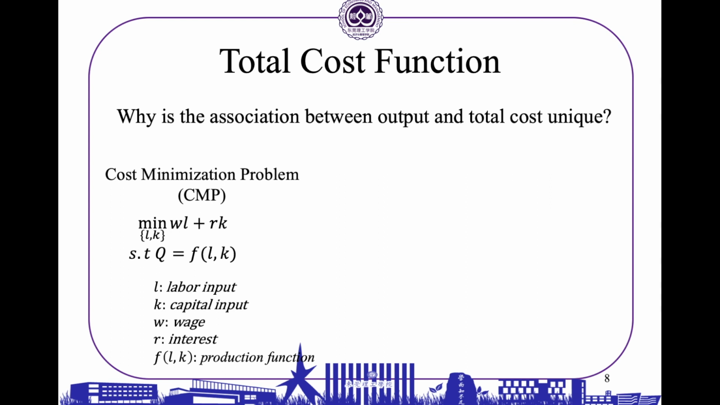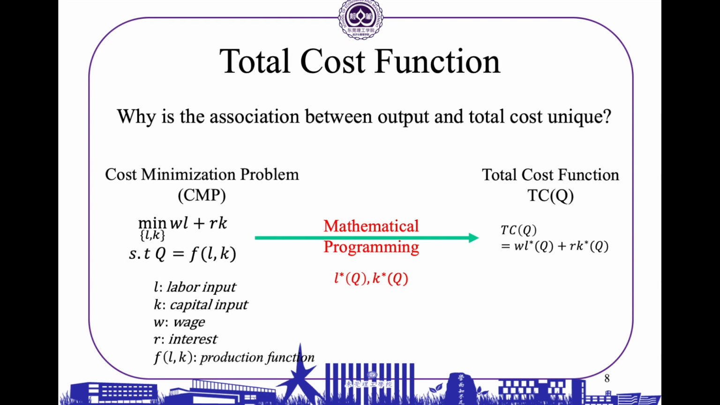Then we can have the total cost function by substituting the optimal solution of input into the cost identity, W times L plus R times K, wage times labor plus the rent times capital. In this process, the definition of total cost function is an efficient relationship between total cost and the quantity sold, which means we assume that the firm produces in the most efficient manner possible given its current technological capacities.